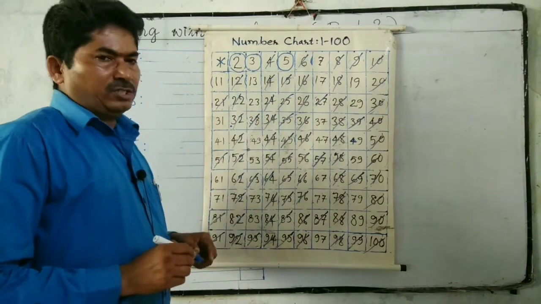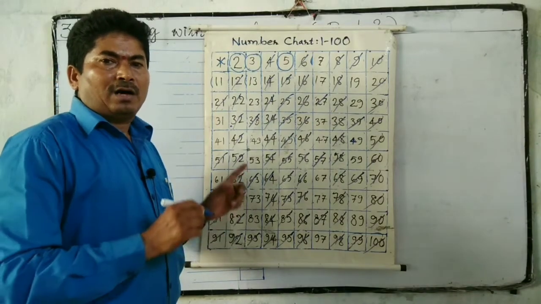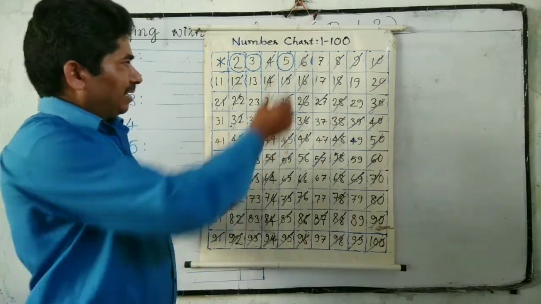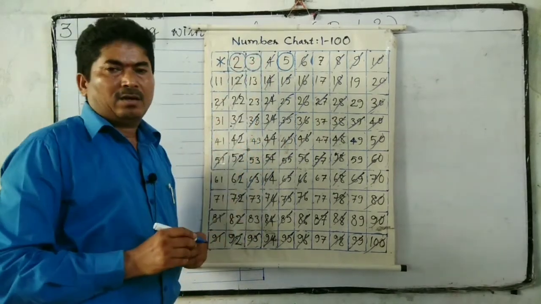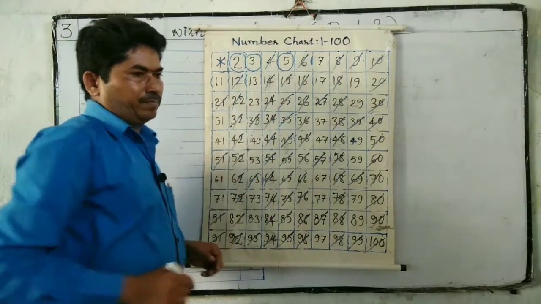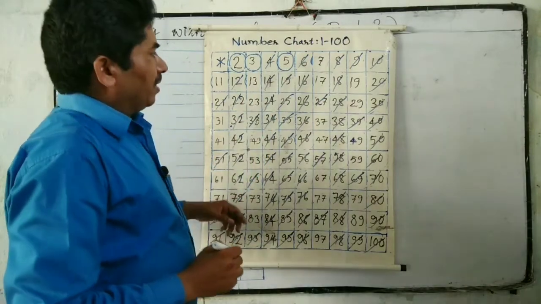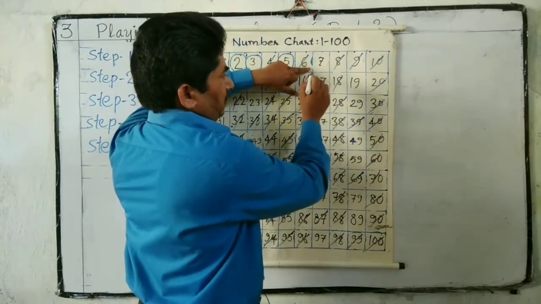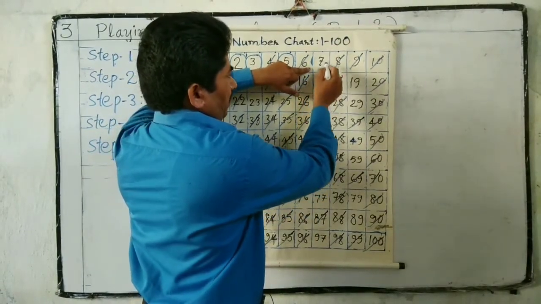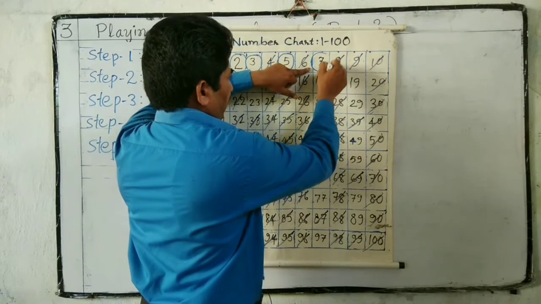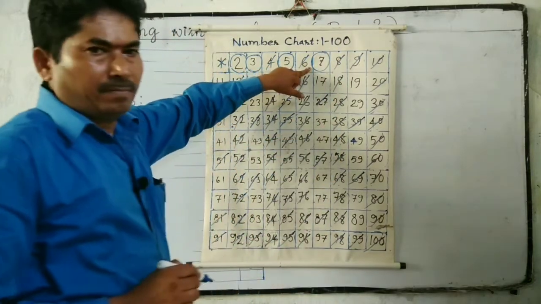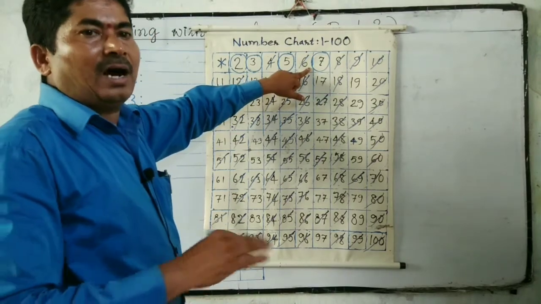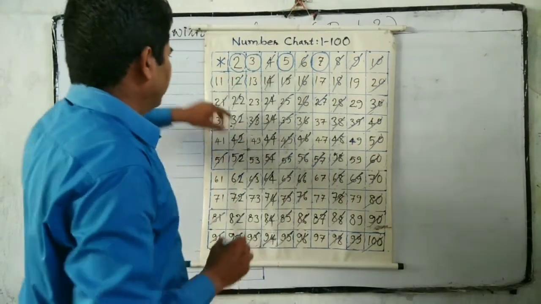Continue this process till all the numbers in the list are either encircled or crossed out. So the next uncrossed number is 7. So encircle it and cross out all the other multiples of 7.